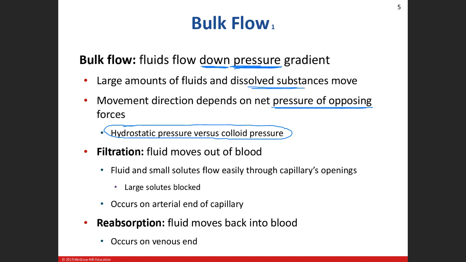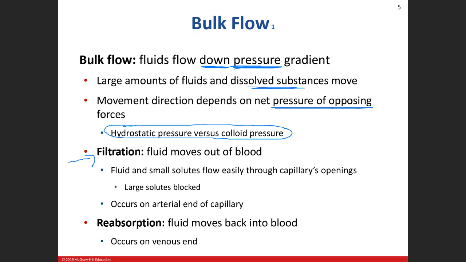But in this case, when we're dealing with bulk flow, we're dealing with two kinds of pressure. One pressure likes to push. The other type of pressure likes to pull. The hydrostatic pressure is the pushing pressure. That's the bully, it likes to push. The colloid pressure, that's the pull. So you want to know that: hydrostatic is pushing, colloid is pulling. These two terms here we need to understand.